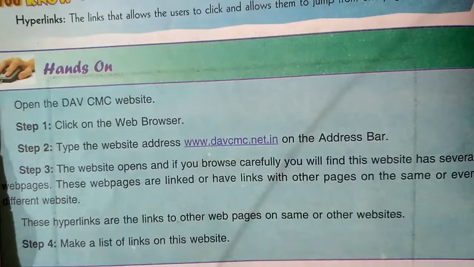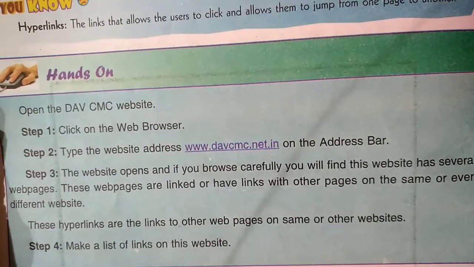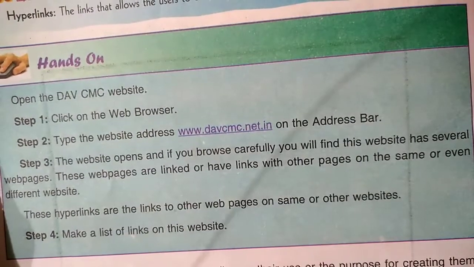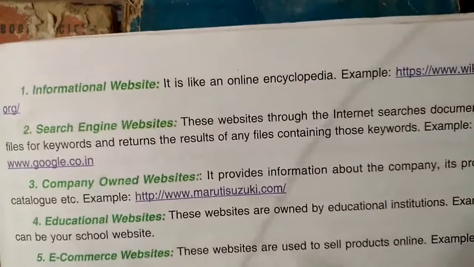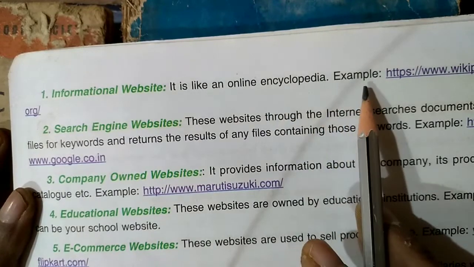Websites may be categorized depending on their use or the purpose for creating them. They are categorized in the following categories. These are so simple things. If you just read, you can understand all of it. Information website: it is like an online encyclopedia.